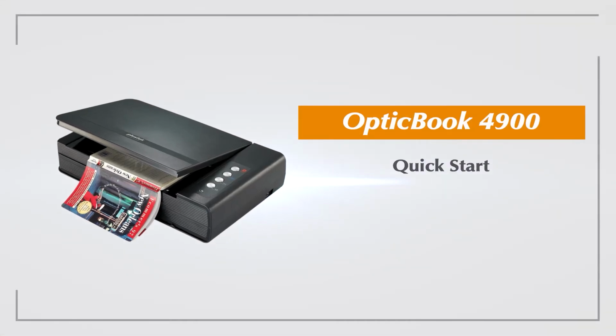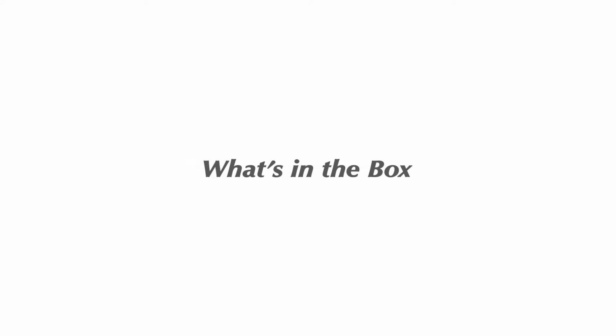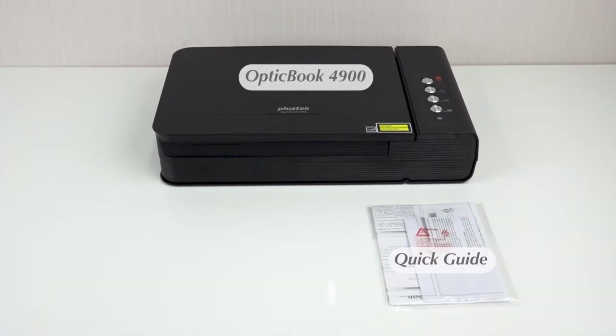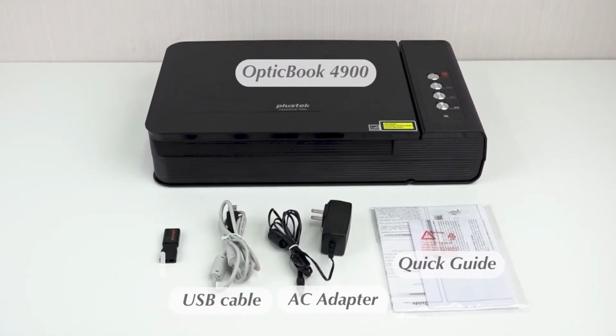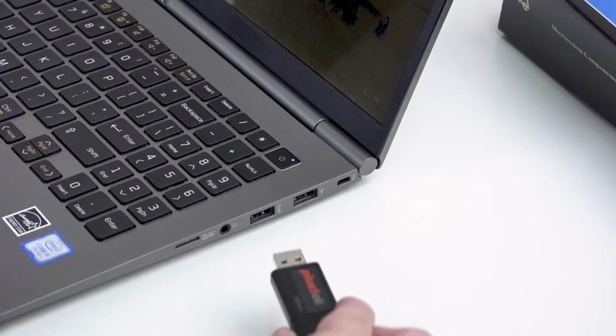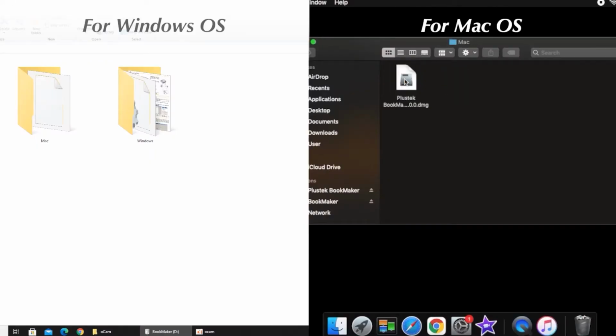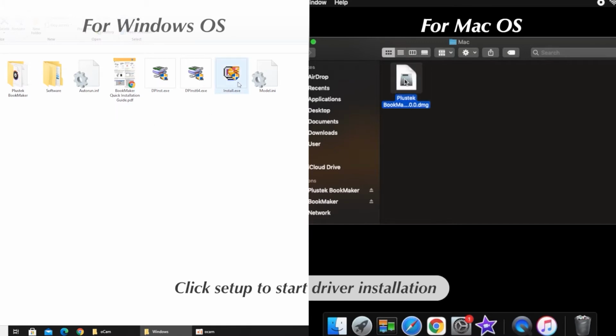Today we are going to show you how to set up our brand new OpticBook 4900. Right out of the box, you'll find the scanner itself, a quick guide, an AC adapter, a USB cable, and a USB flash drive. Plugging in the flash drive, OpticBook 4900 supports Microsoft Windows and Mac OS.